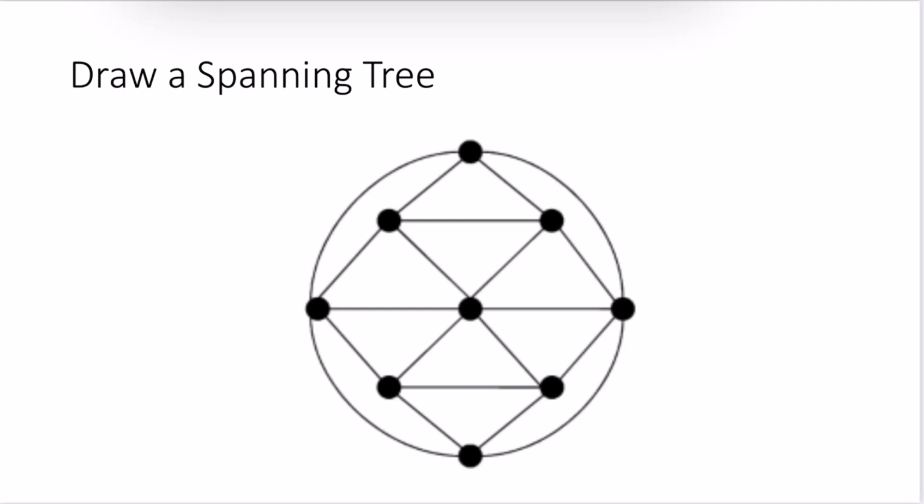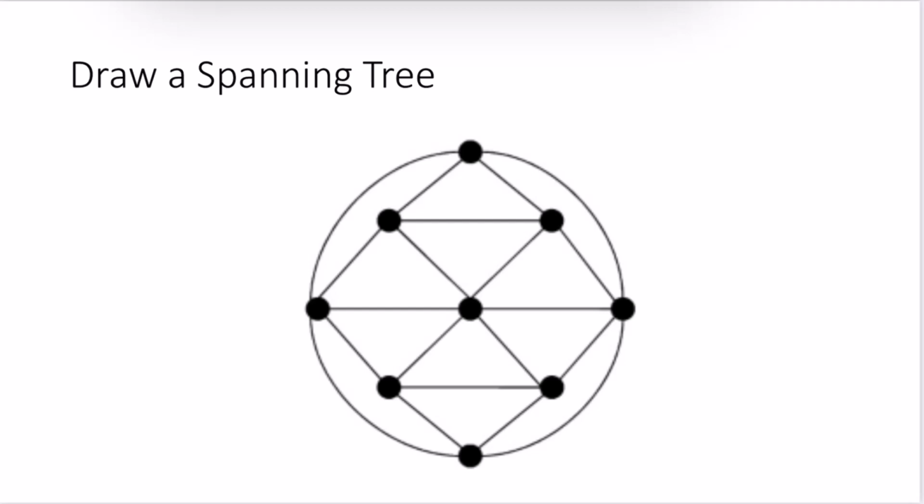So to practice this, we could draw a spanning tree on this graph here. Remember, the two qualifications for a subgraph to be a spanning tree is that you have to include all of the vertices, and the subgraph has to be a tree, which means that everything is connected and there are no cycles in the subgraph. This original graph is definitely not a tree because there's lots of cycles in it, but we can draw a spanning tree on it.